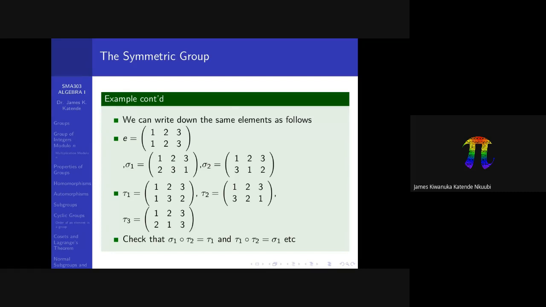Now, remember we learned how to get the composition of these functions earlier. So in your own time, double check that the composition of sigma 1 and tau 2 should be equal to tau 1. I hope I got this right. So double check. If there are any mistakes, you should be able to figure them out, because now you know how to get the composition of functions. We did this earlier. So check that this actually works. You can try out other compositions that are not listed here for your own practice.